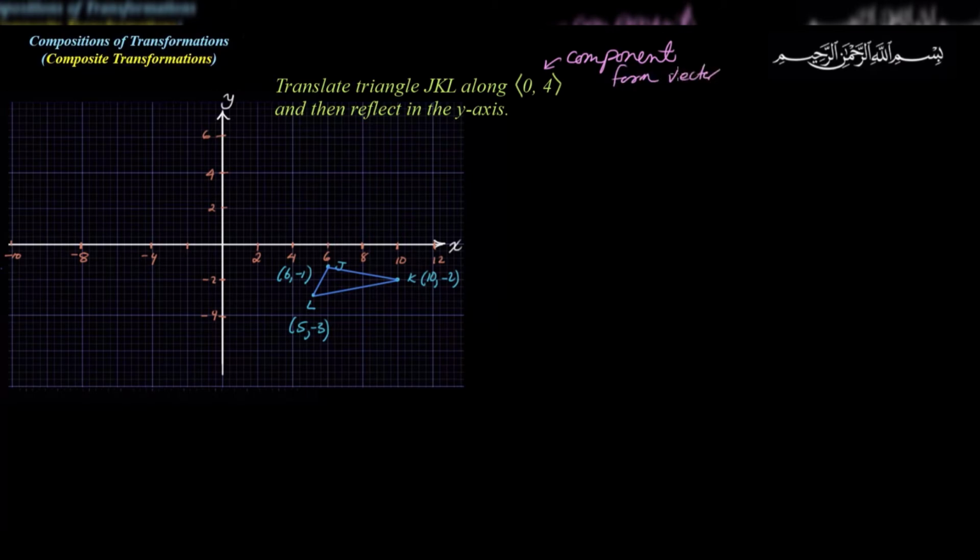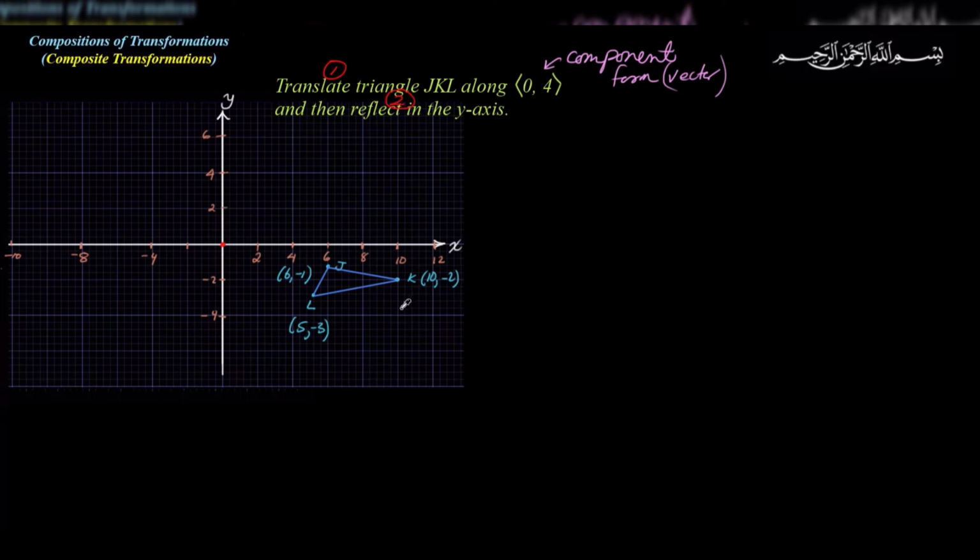And so we are to translate it and then to reflect it in the y-axis. So we're supposed to do two things over here. First, we are to translate, and second, we are to reflect. So this would be a composite transformation or composition of transformations. So okay, this vector, the transformation vector, is 0, 4. Remember, you pin the vector to the origin to figure out which direction. So 0, 4 would basically move the whole thing straight up like this. So that's what that vector is saying.